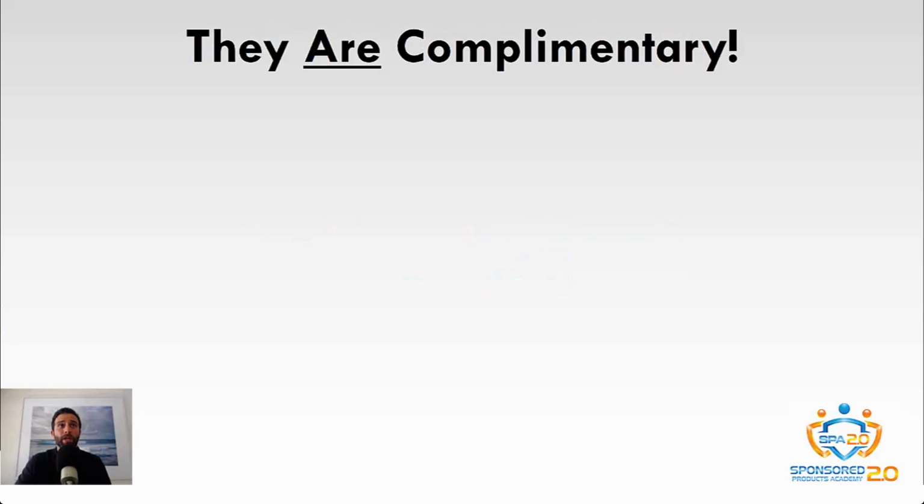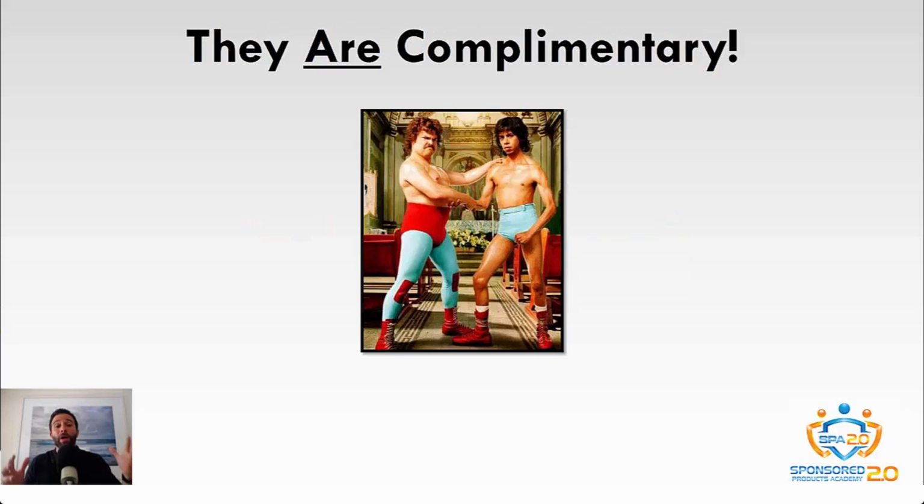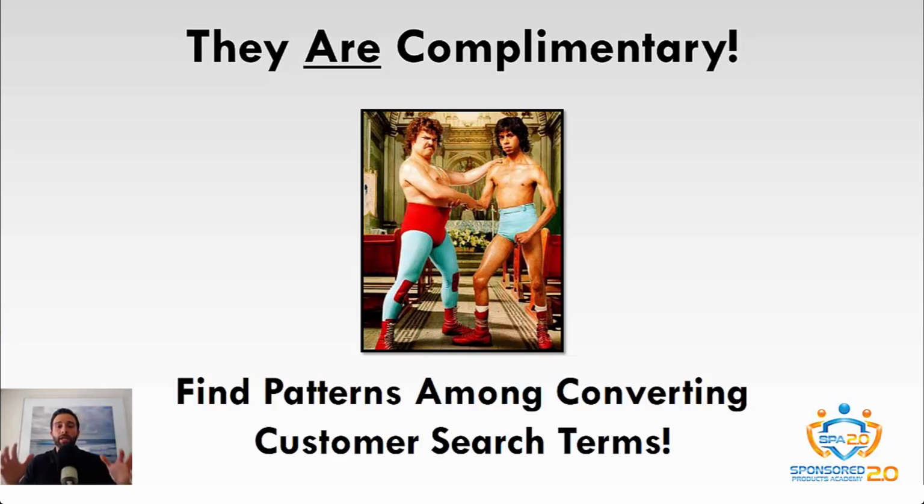So the biggest thing that you're going to want to do is understand that they are complementary. While AMS and sponsored products are not the same, they are perfectly complementary. And there's one huge thing that you're going to have to do to make your campaign successful. The biggest thing you'll have to do is find the patterns among your converting customer search terms. Now, this sounds very complex, but at the end of the day, you listening to this have a major advantage over anyone else that would be hearing this, because you're part of SPA 2.0. You're part of a community of people who are so focused on sponsored products. And a lot of what you learn in this is finding those patterns.